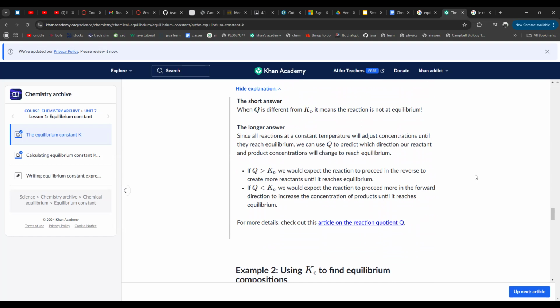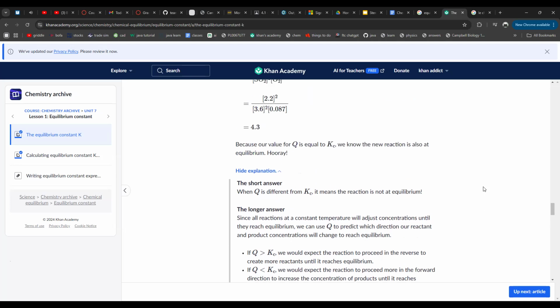What you want to know is that every reaction wants to be at equilibrium. If it isn't at equilibrium, it's going to try to get to equilibrium. If Q is less than K, then the reaction is going to go forwards and produce more products. You guys got that?